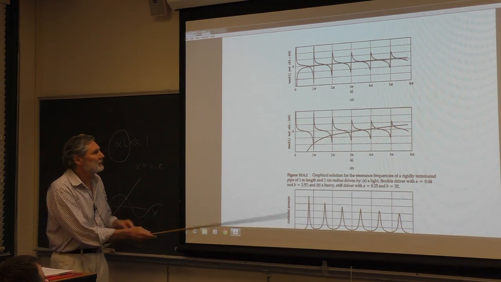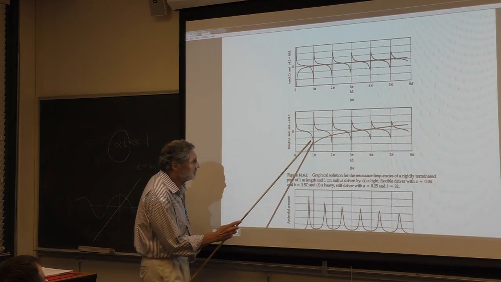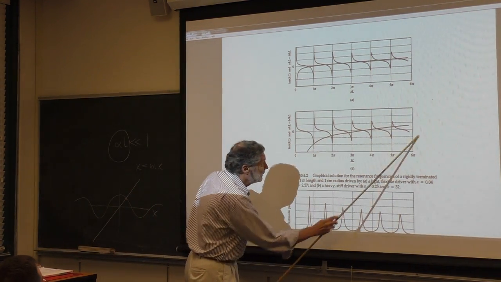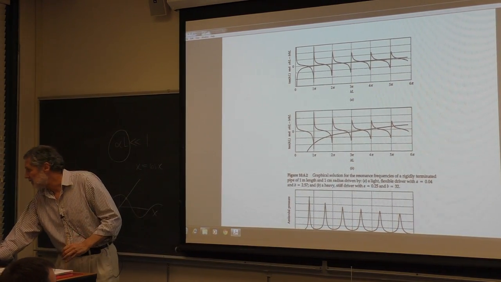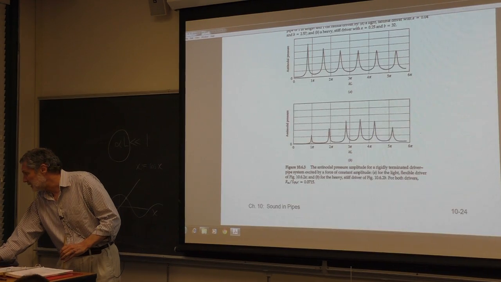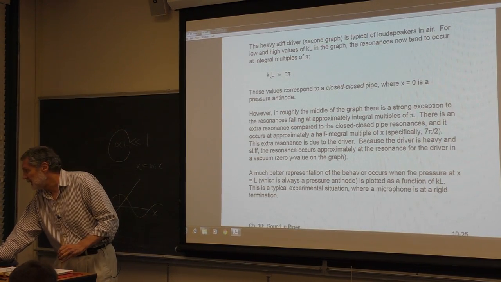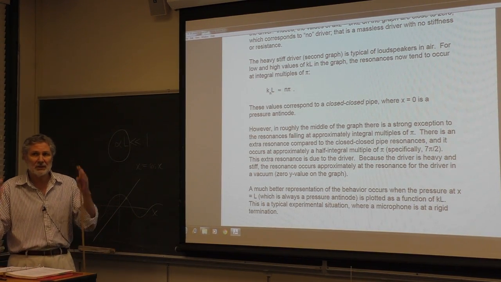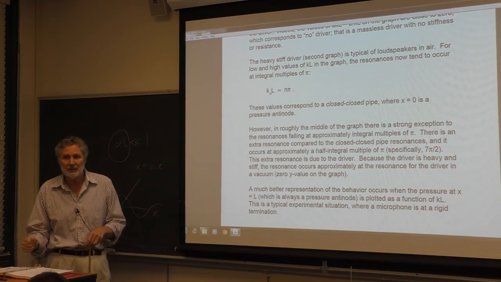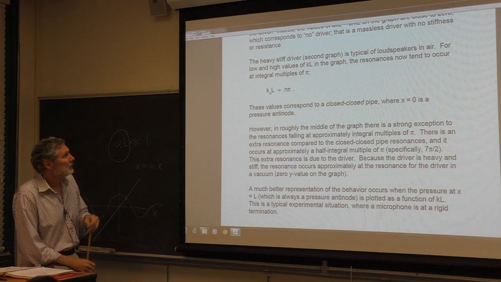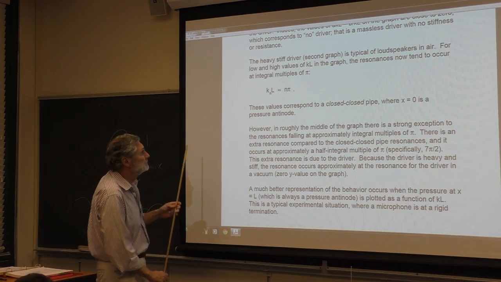So let me point out something here. Down here and up here, our resonances approximately correspond to an integral KL, an integral value of pi. That corresponds to the case of a closed pipe, where you have a pressure antinode at either end, which is what you saw in the experiment. Okay?